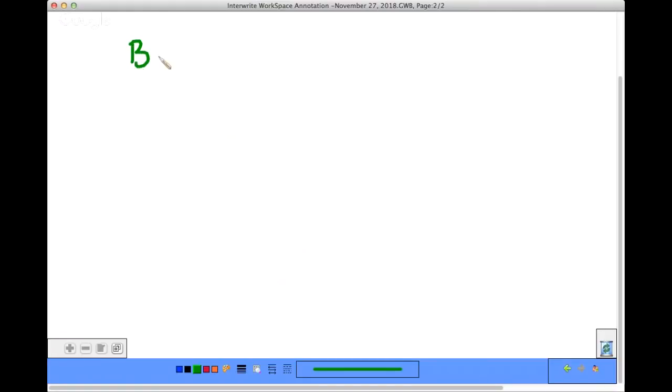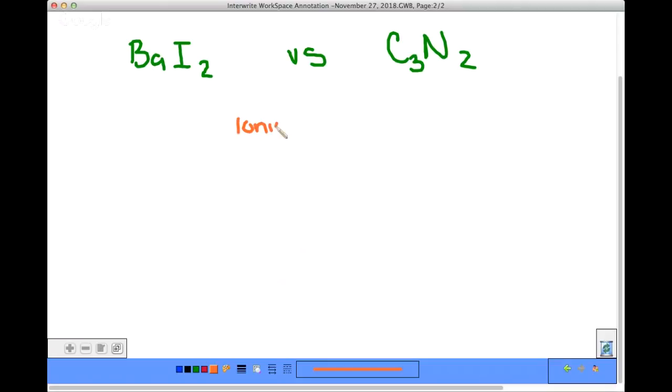BaI2 versus C3N2. This is actually a really great example because it gives us a good difference between the two. Whenever you talk about naming, the first thing you want to ask yourself is: is it ionic or covalent?